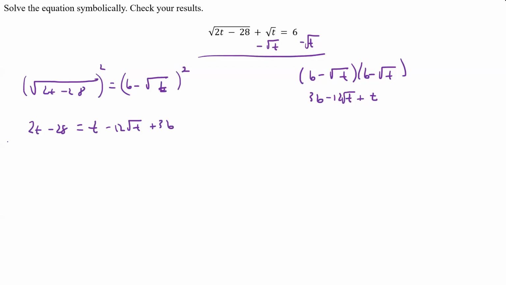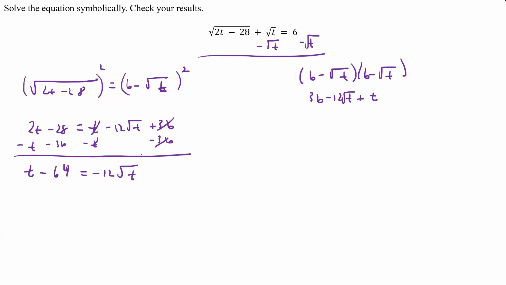Now let's take everything to the other side except for the piece that has the square root. So let's subtract t, subtract 36, subtract t, subtract 36. So that's gone, that's gone, that's gone, that's gone. So we have 2t minus t, so that's t. And then we have minus 64. And that's equal to a minus 12 square root of t. All right. So now it looks like what we need to do is square both sides again.